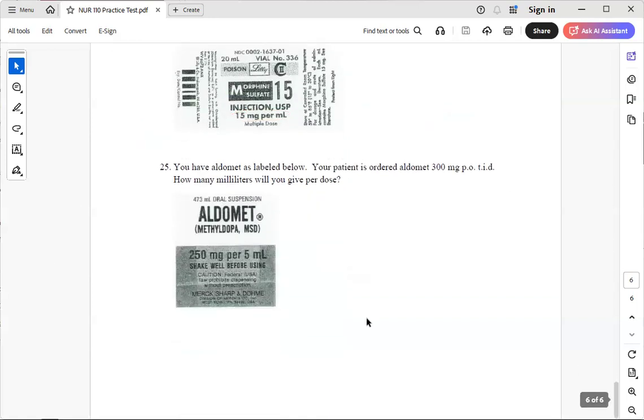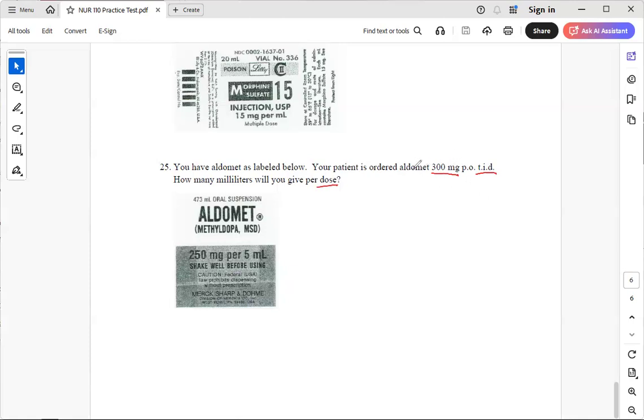All right. And then last, certainly not least, the Aldomet question. It says you have Aldomet as labeled below. Your patient is ordered 300 milligrams by mouth 3 times a day. How many milliliters will you give per dose? So I don't need to worry about the TID in this particular question.